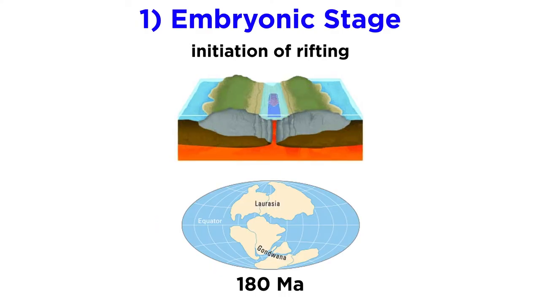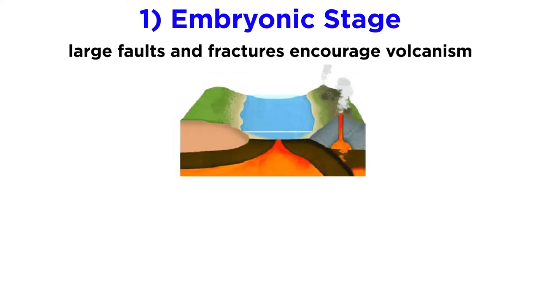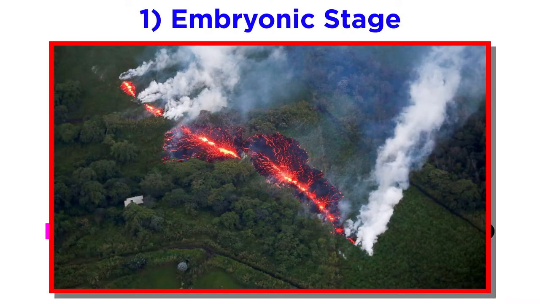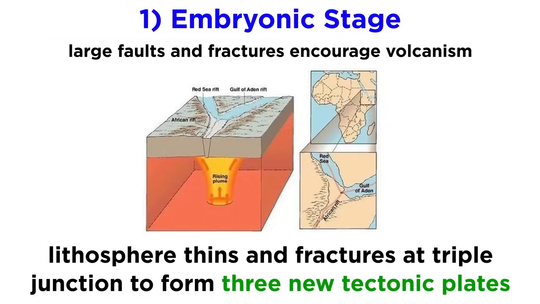No matter what the cause, Pangea began experiencing rifting around 180 million years ago. Rifting is always accompanied by the formation of large normal faults and extensional fractures, which guide large volumes of molten asthenosphere to the surface, forming fissure volcanoes or linear volcanic vents. Eventually, the lithosphere is thinned and fractured so much that it is separated into three pieces about the triple junction, creating three new tectonic plates.